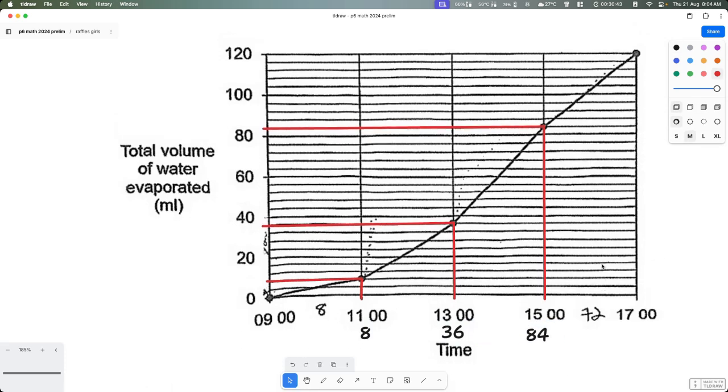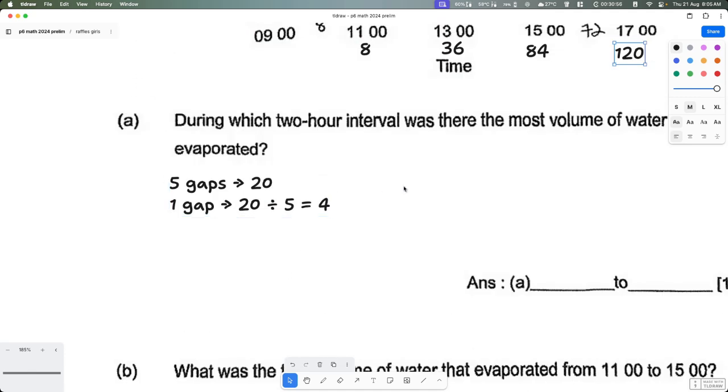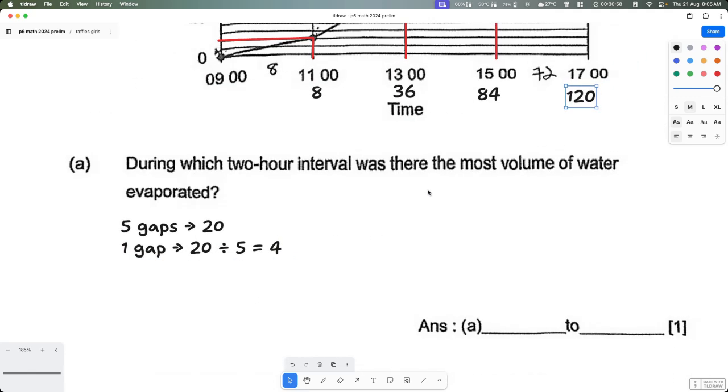Okay, and then lastly, we have the last one, 120. I think this one is pretty obvious. So we just put 120 over here. Okay, so during which two intervals was the most volume of water evaporated?